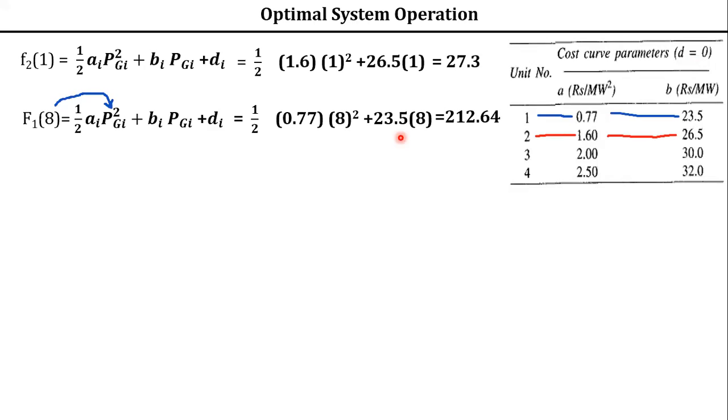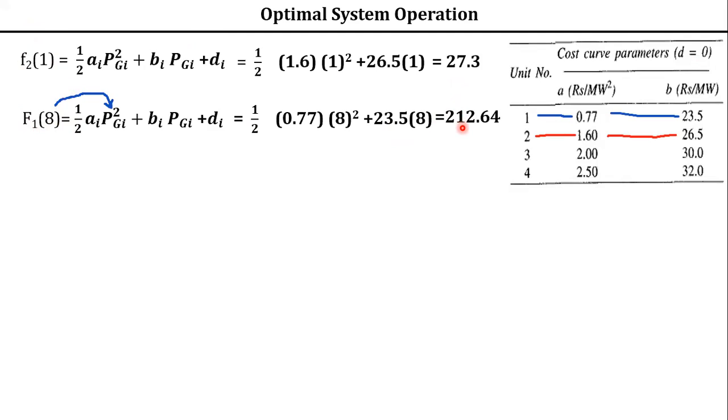212.64. This is the second combination, isn't it? So for the second combination, what is the total value? F2 of 1 plus F1 of 8 is the second combination. So add 27.3 plus 212.64. That will be the value of your second combination.